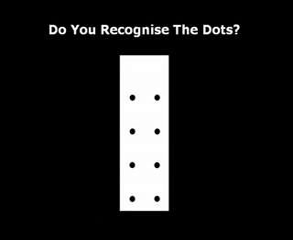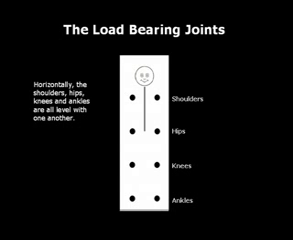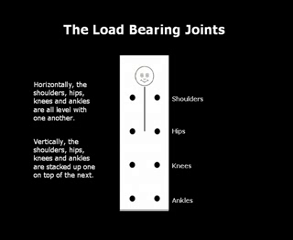So do you recognise these dots? Well, if we put in the head and the spine, you'll see the load-bearing joints, which are the shoulders, the hips, the knees and the ankles. They are designed to be level with one another from left to right. So the shoulders are level, the hips are level, and the knees and the ankles. And vertically, they're designed to be stacked up on top of each other. So shoulders, hips, knees and ankles are aligned.